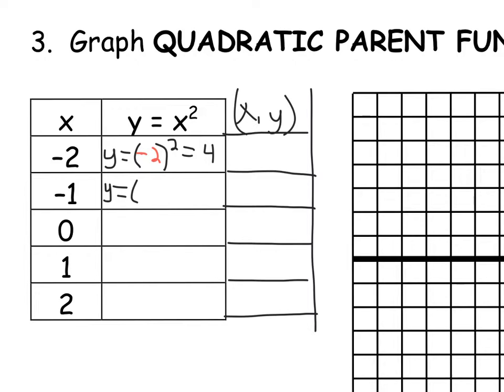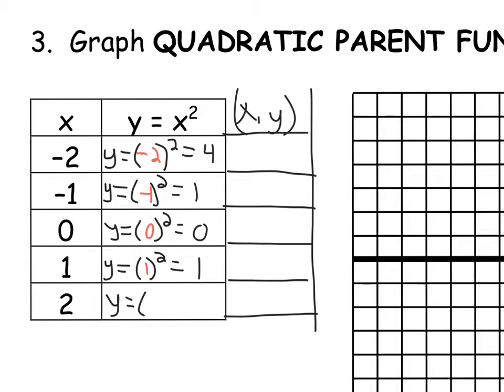y equals -1 squared. What's -1 squared? +1, right? -1 times -1. y equals 0 squared. What's 0 times 0? 0. y equals 1 squared. What's 1 times 1? 1. y equals 2 squared. What's 2 times 2? 4. Do you guys see a pattern?